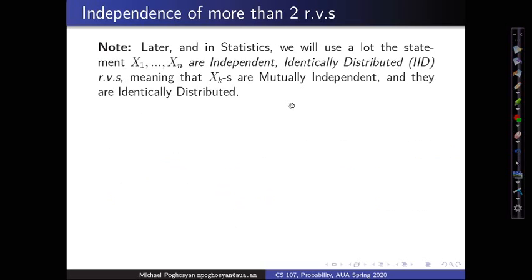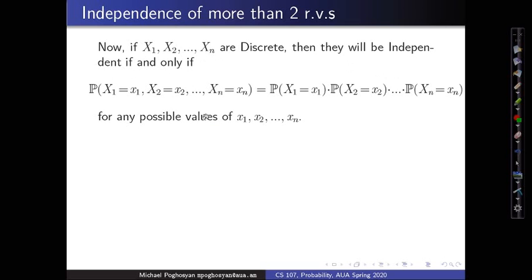Later in statistics, we'll use a lot statements like x1 to xn are IID, independent, identically distributed, which will mean that all xk's have the same distribution. Say all of them are Bernoulli 0.5, or all of them are normal with parameters 0, 1, and they are independent. IID means independent, identically distributed, meaning that the xk's are mutually independent and they are identically distributed.